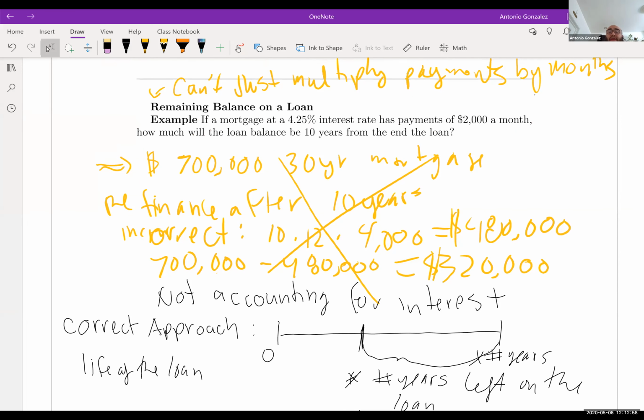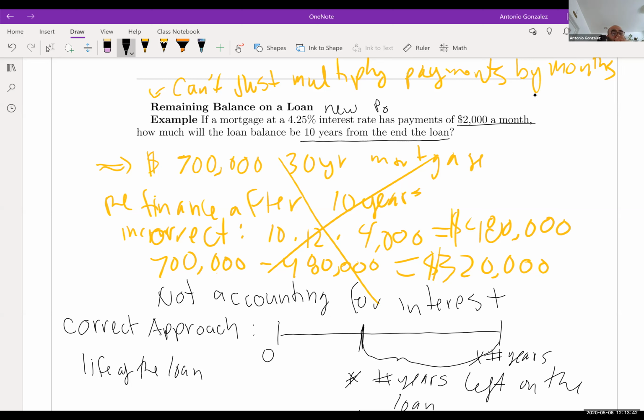So this says, if a mortgage at a 4.25% interest rate has payments of $2,000 a month, how much will the loan balance be 10 years from the end of the loan? All right. So we're given those two crucial pieces of information. So the way I want to treat the remaining balance of the loan is, that's going to be my new P0, my new initial balance. In other words, if I were to start that loan 10 years from when it's going to end, how much am I going to wind up paying?